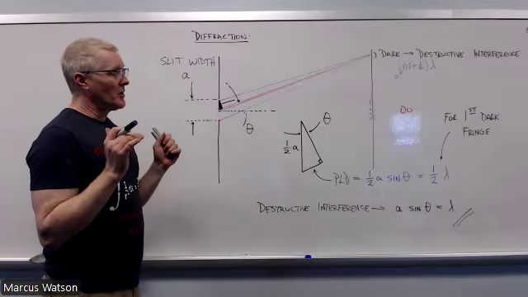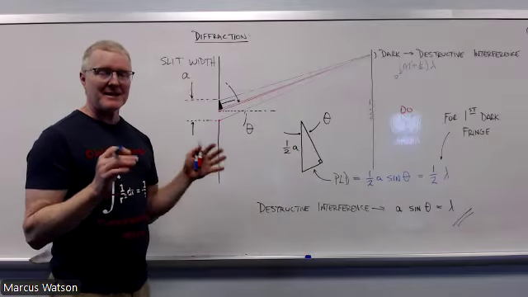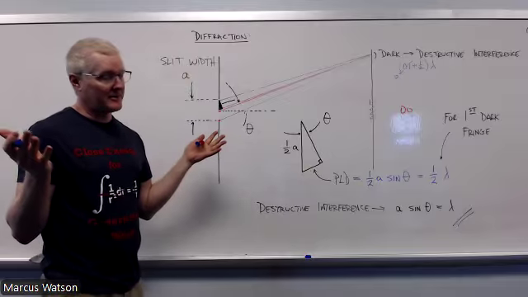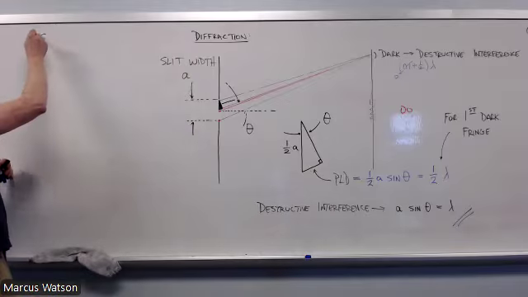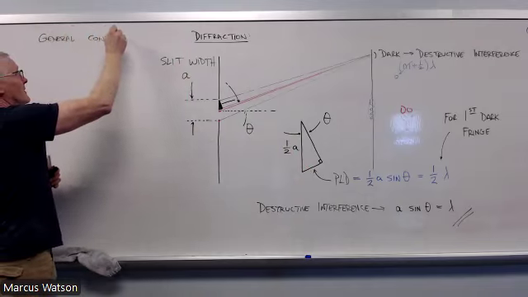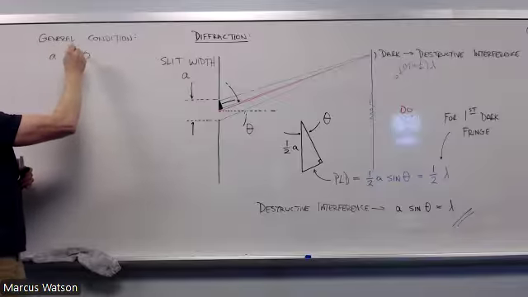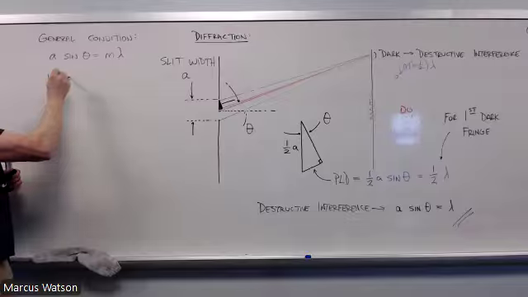So, to generalize this situation, it's the exact same as the double slit constructive interference. And that really is just the way it is. So the general condition for destruction in the single slit is that a sine theta is equal to m lambda. And that is for destructive interference.